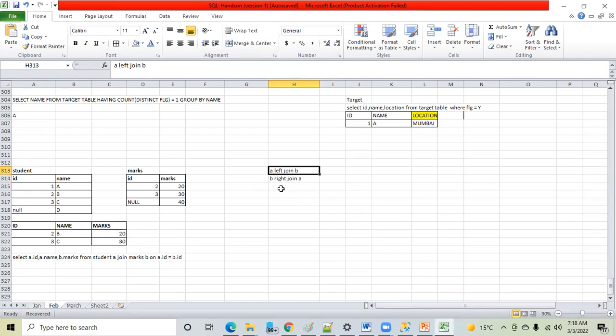Why did the SQL world, the SQL ANSI standard, bring this right join as well? What is the need of this? I think left is best, and this is of no use, right? We will see why we need right as well.